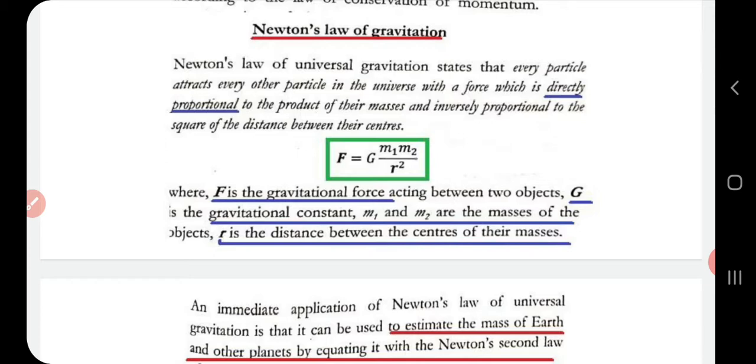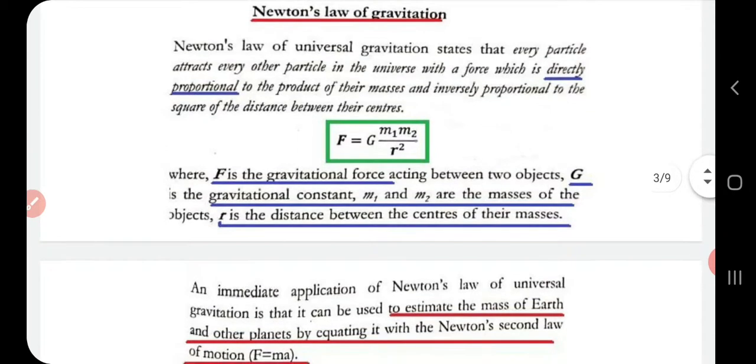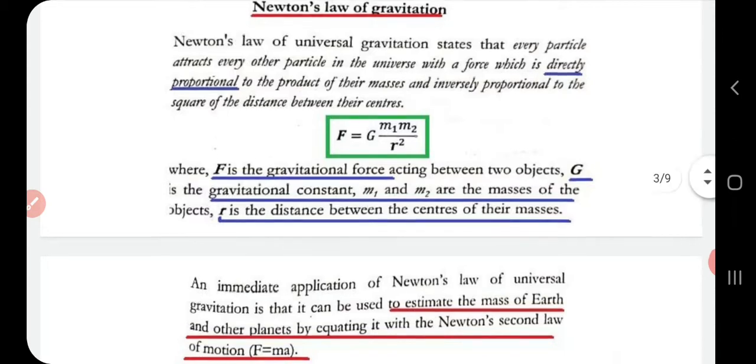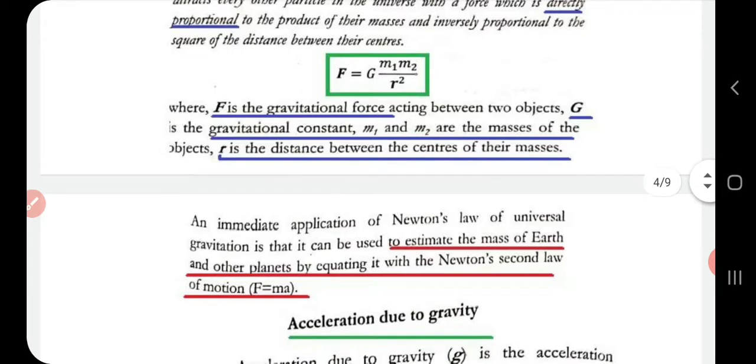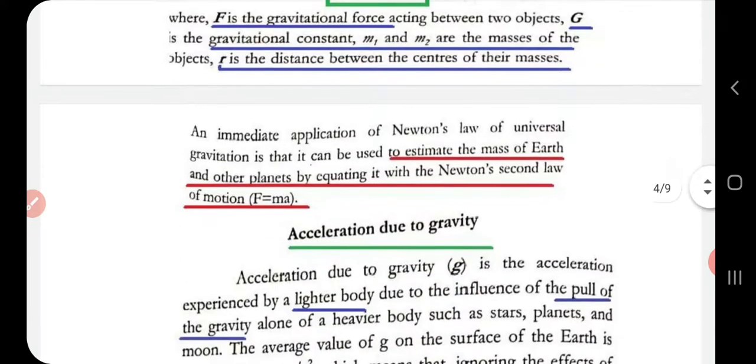Here F is the gravitational force acting between the two objects. G is the gravitational constant. m1 and m2 are the masses of the objects, and R is the distance between the centers of their masses. So study the definition for Newton's law of gravitation, the expression, and explain what each of these terms stands for. Now this law is very useful to estimate the mass of Earth and other planets by equating it with Newton's second law of motion.